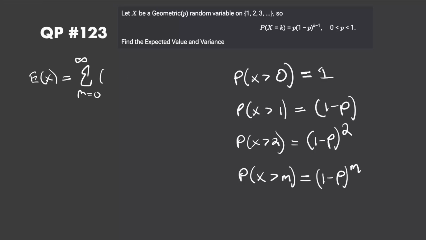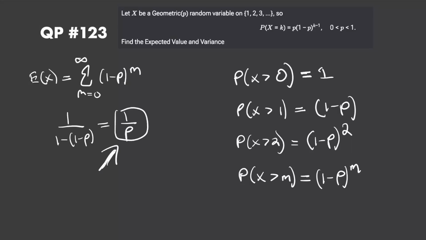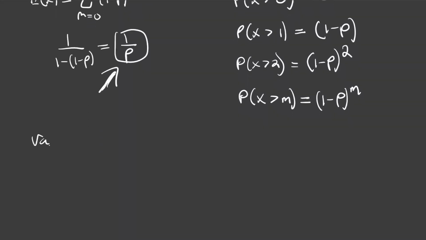And now you can see how much easier this is going to be. We can just directly apply the geometric series formula for an infinite sum. It's just going to be 1 over 1 minus p, which is just equal to 1 over p. That's the power of the tail sum formula right there. So now let's go ahead and calculate the variance of x.